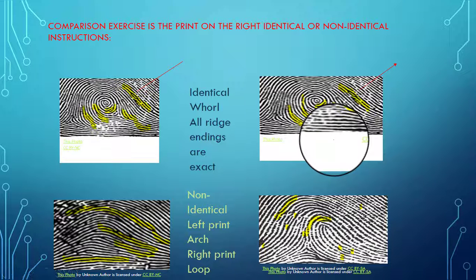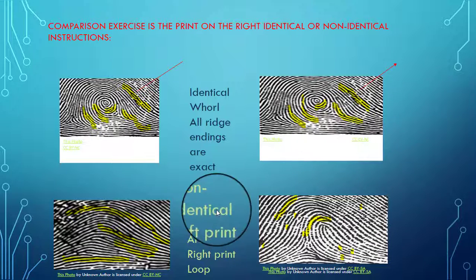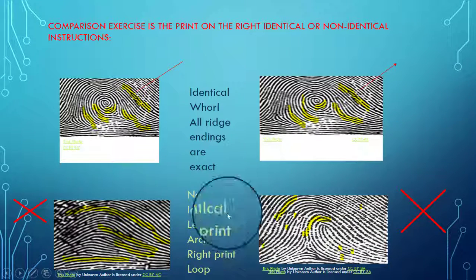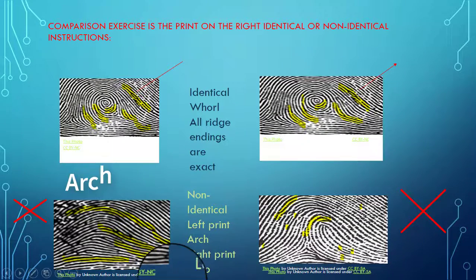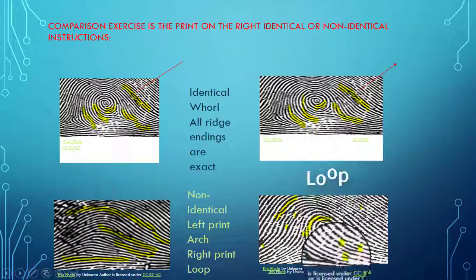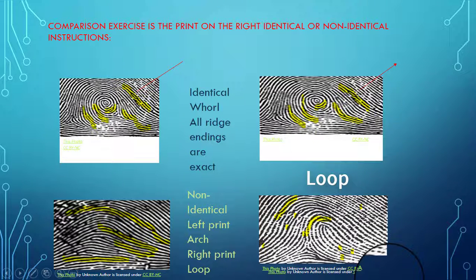The second fingerprint comparison was not a match because the print on the left was an arch while the print on the right was a loop. Notably, none of the ridge endings were matching up.